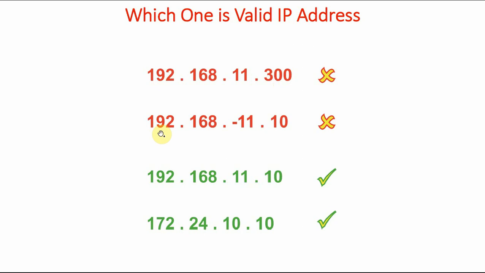And what about this, 192.168.-11.10? Again, it is less than 0, so it is again not a valid address. Now what about this, 192.168.11.10? It is within the range, so no issue, this is a valid address. And what about this, 172.24.10.10? Again this comes under the range, so this is a valid address.